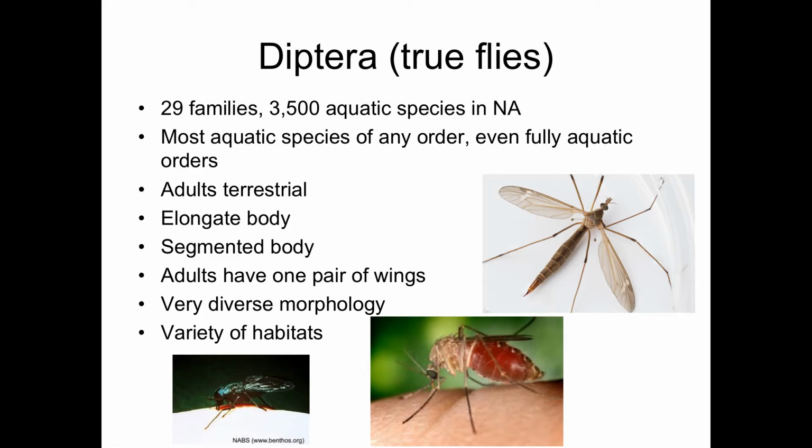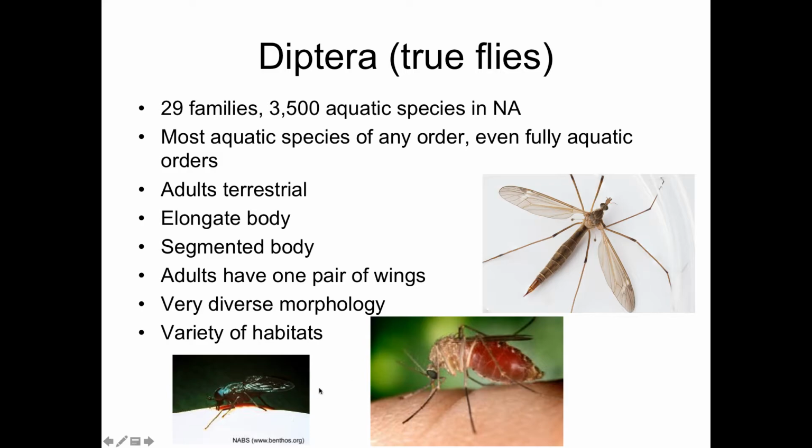All right, the next order is Diptera, or the true flies. And there are 29 families, 3,500 aquatic species in North America. It's a lot. There are more species of aquatic Diptera than anything else, even the fully aquatic orders. So there are some Diptera that aren't considered to be aquatic. Some of them lay their eggs in carcasses or in mud or something. They need something moist to lay their eggs in, but it doesn't have to be water. So carcass is moist. That's kind of gross.